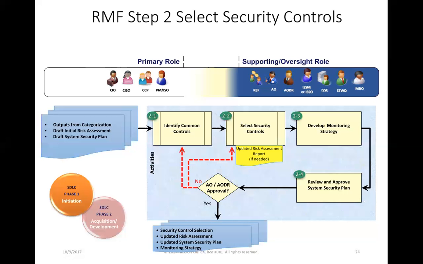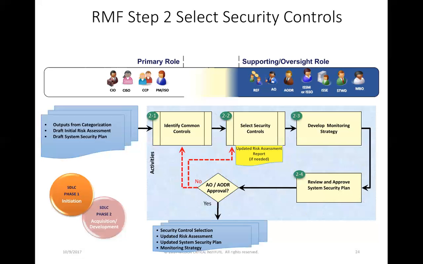These are supporting roles. The AO, I don't know if you're familiar with these yet, but the AO is the authorizing official. That's the big wig who approves or disapproves everything. And there's the AODR, which is an authorizing official designated representative. An ISM or ISO. An ISM is Information System Security Manager. Some places use Information Assurance Manager.